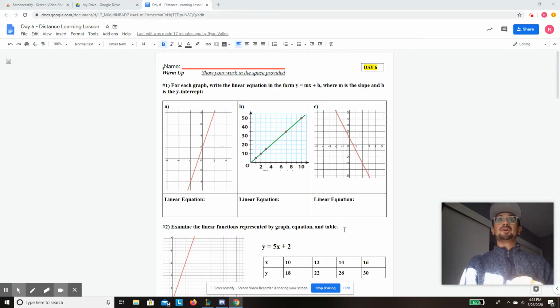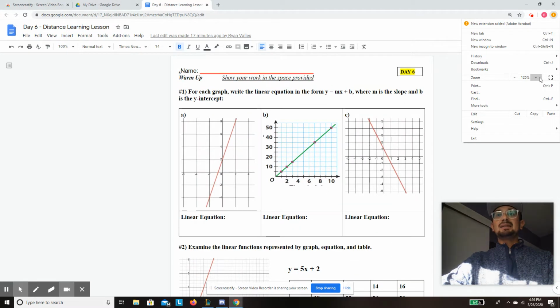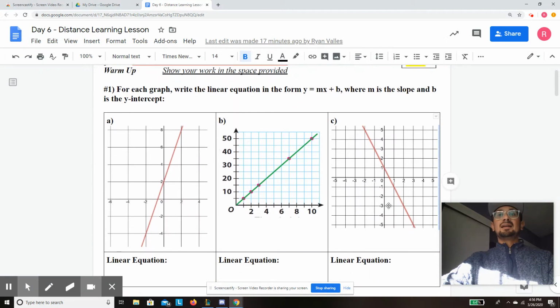So the warm up: for each graph, write the linear equation in the form of y equals mx plus b, where m is the slope and b is the y-intercept. So these three graphs I'm looking at right now, two of them are different. One is what you're used to. What you're used to for letter C is the scale of the graph being 1 to 1. So what that means is that you move up one, right? So you can count the slope easier when it's a 1 to 1 graph.